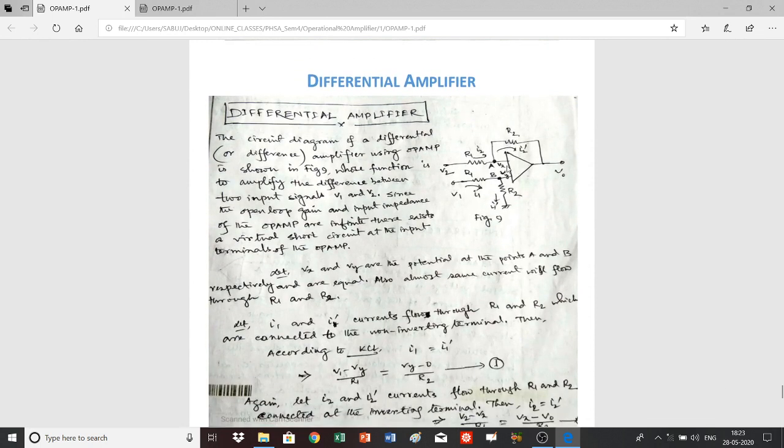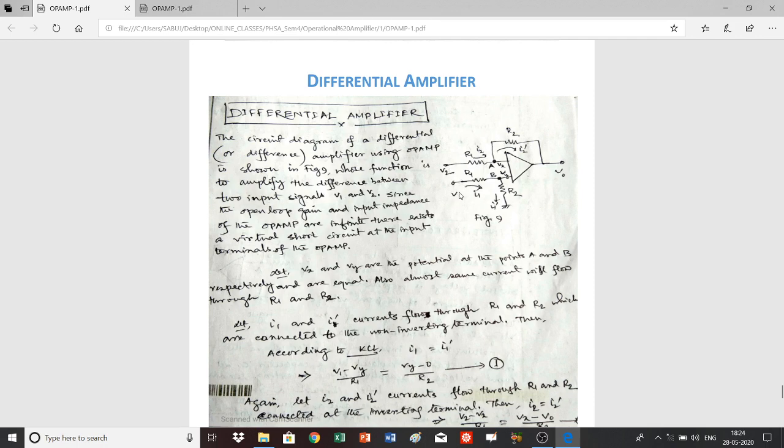Here the basic circuit diagram of a differential amplifier is shown, and in this type of amplifier the output voltage is nothing but the amplification of the difference voltage which is applied to the input terminals.